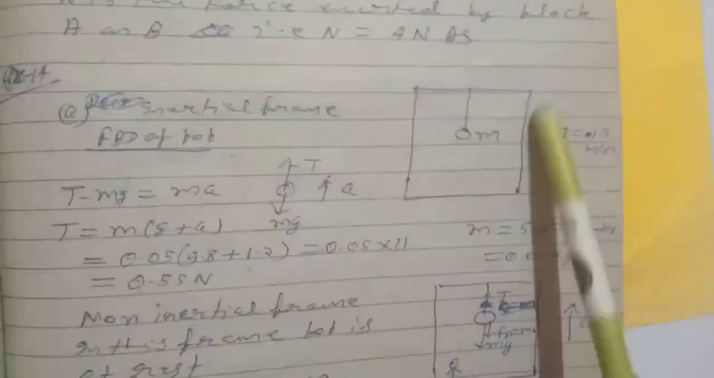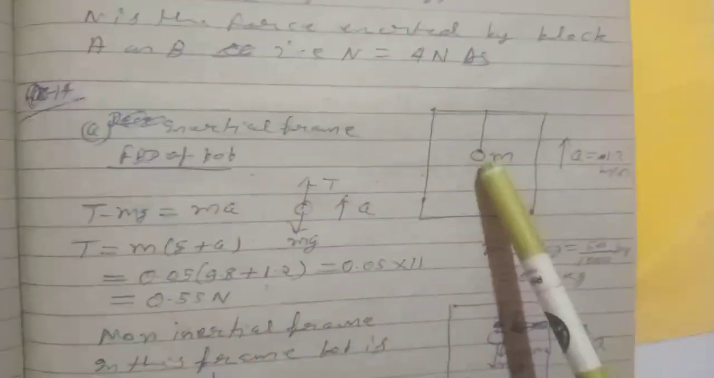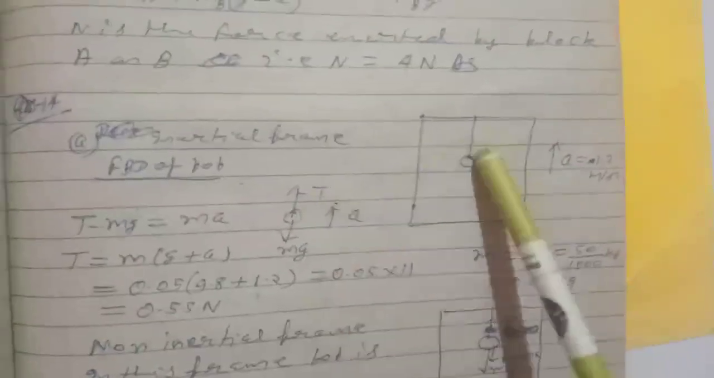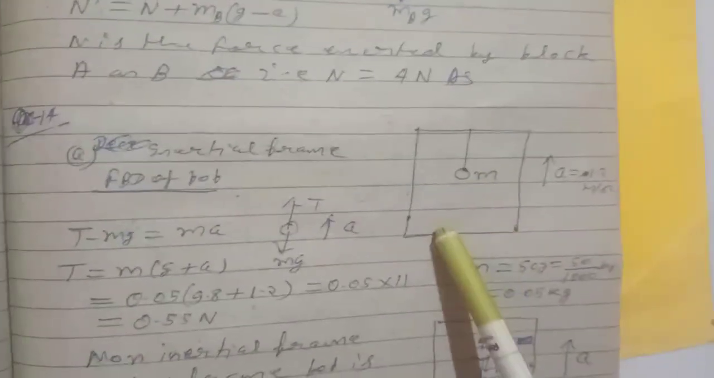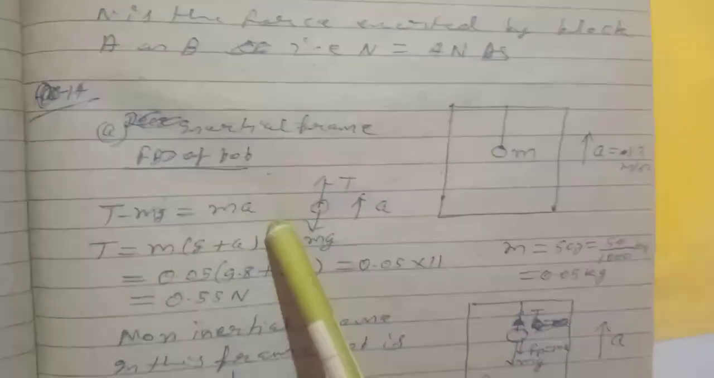This is another situation. Again, an elevator is going upward with acceleration a, and a pendulum is hanging with a string in this elevator. Solving this problem, first analyzing it with respect to the inertial frame, that is the ground. So the FBD of the bob will have tension in the upward direction and weight in the downward direction.